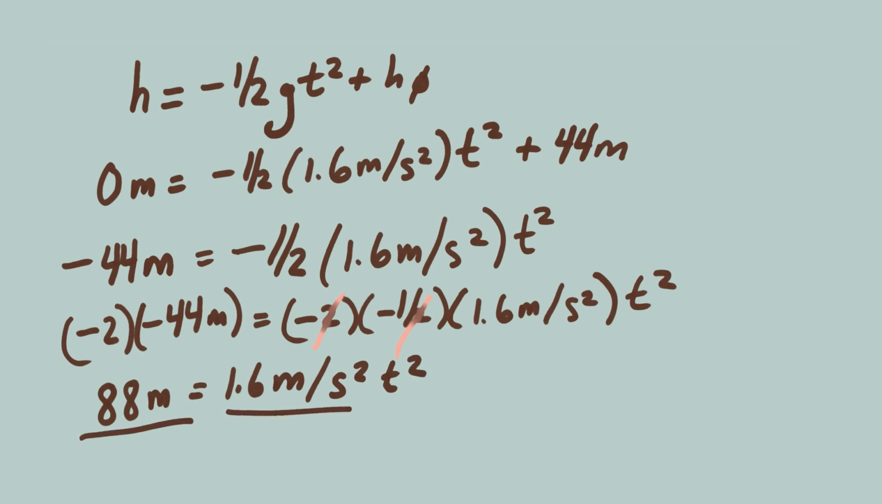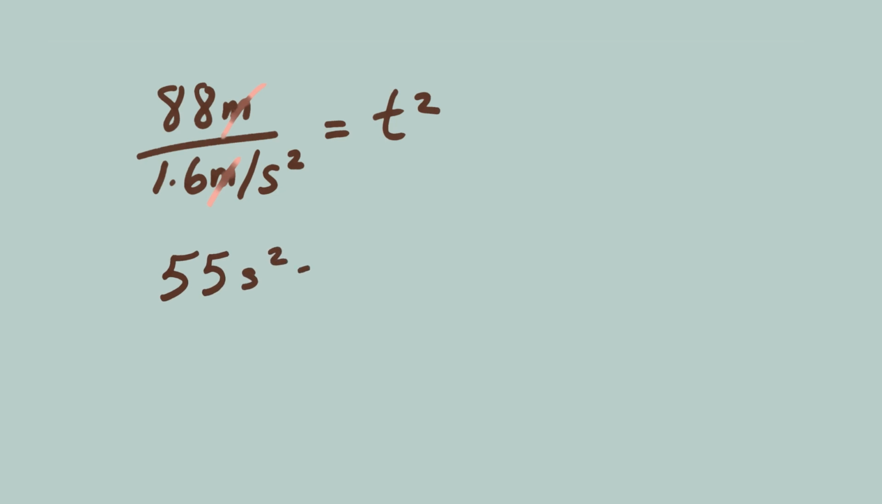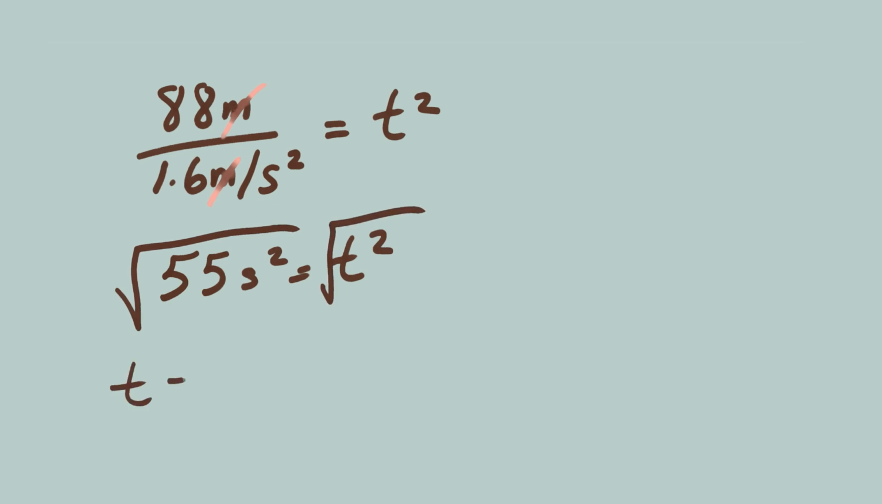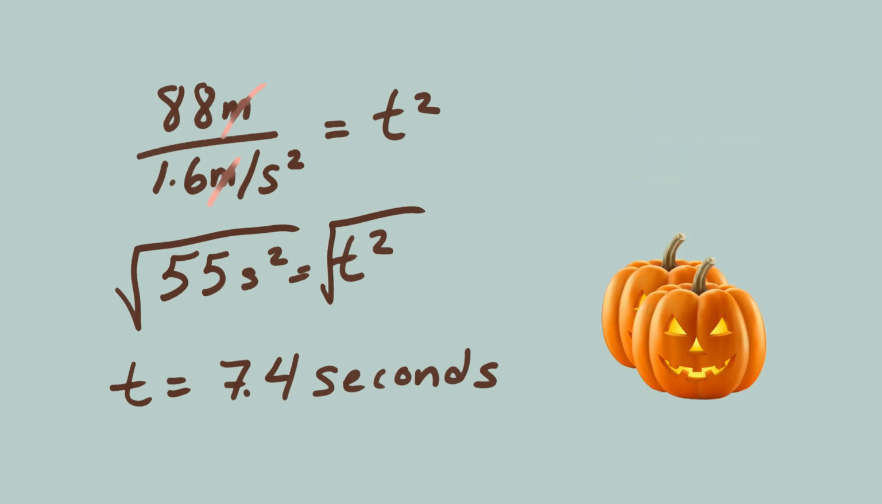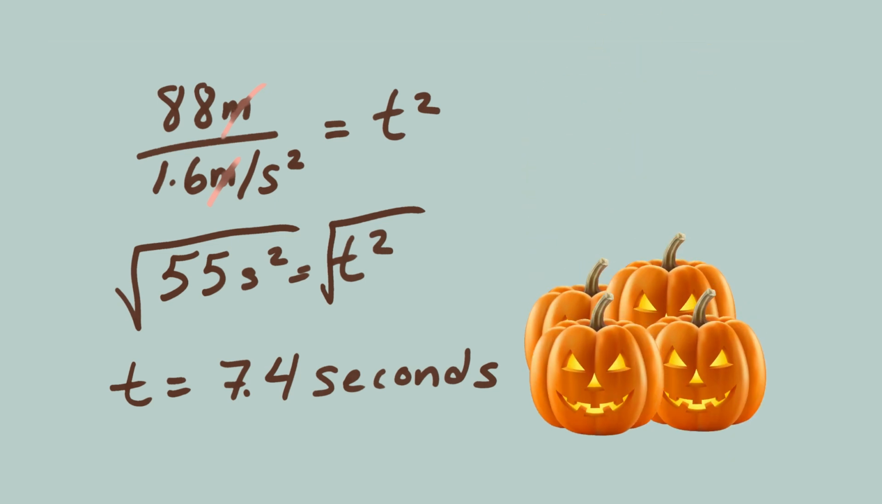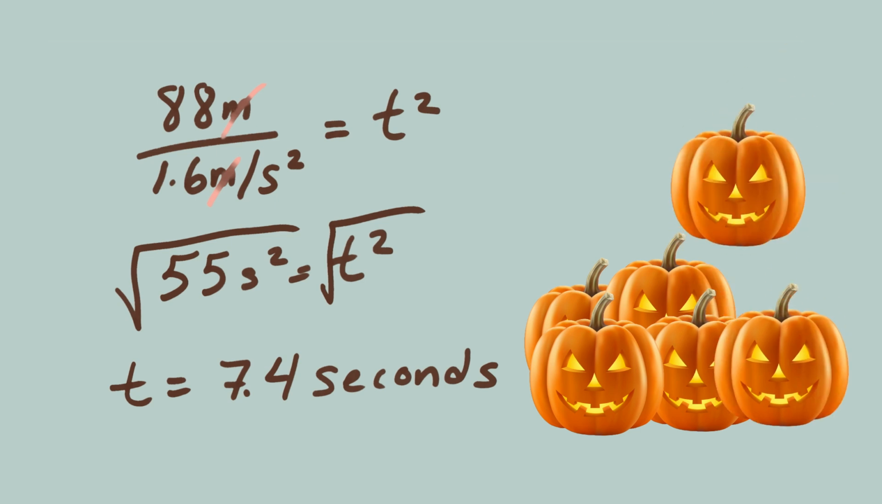Divide both sides by 1.6 meters per second squared. 88 meters divided by 1.6 meters per second squared equals t squared, which gives us 55 seconds squared equals t squared. Take the square root of both sides to solve for t, and the one positive answer is 7.4 seconds. Now that's enough time for a good countdown. 1 pumpkin, 2 pumpkin, 3 pumpkin, 4 pumpkin, 5 pumpkin, 6 pumpkin, 7 pumpkin, splat!